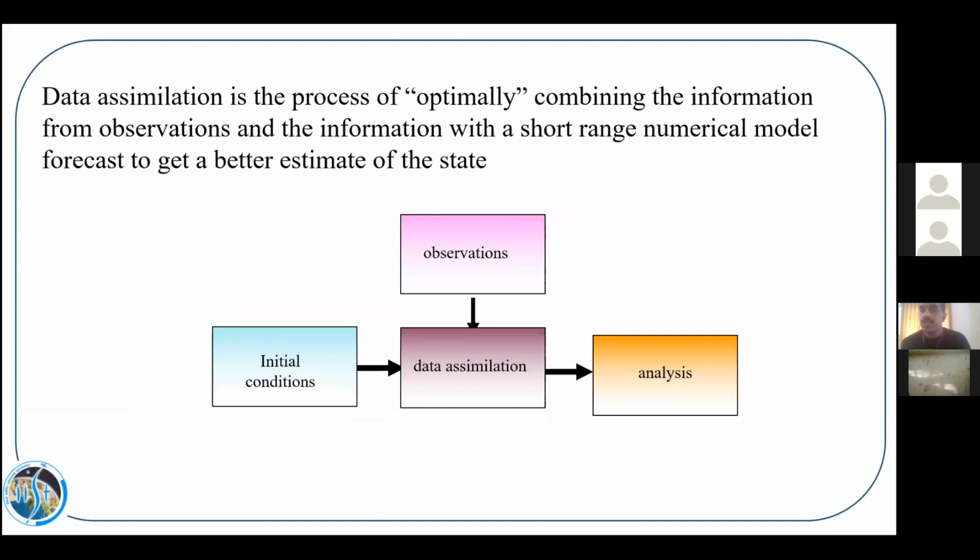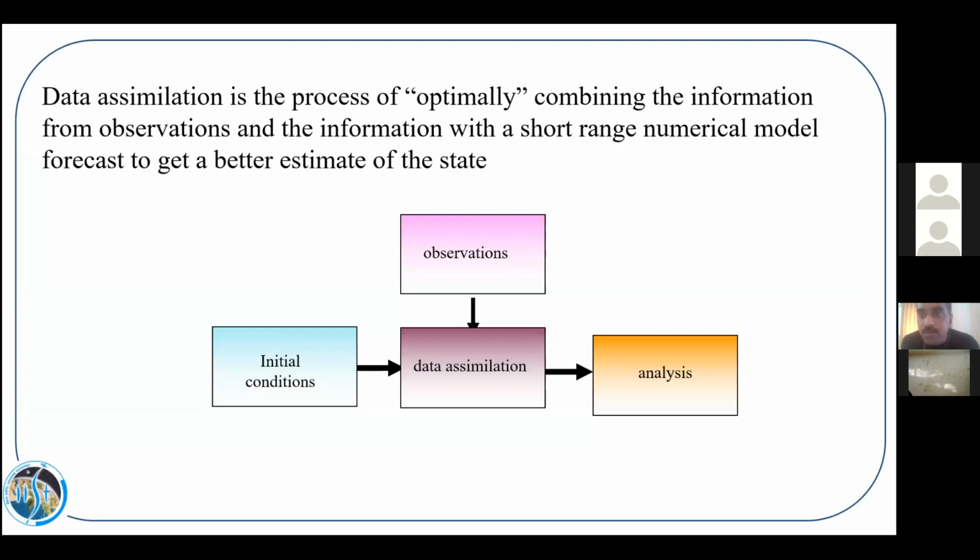Data assimilation is a process of optimally combining the information from observations and the information from a short-range numerical forecast to get a better estimate of the state. That means you have observations, and you have initial conditions, which are taken from the model forecast. You combine these two and correct the errors in the initial conditions using a method called data assimilation, and that gives you a product called the analysis. Analysis means the best estimate of the state, which means the errors in the initial condition have been reduced by combining the model initial conditions with the observations using a data assimilation scheme. That gives you a better forecast. I'm not saying a perfect forecast, but it can improve your forecast to a certain extent.